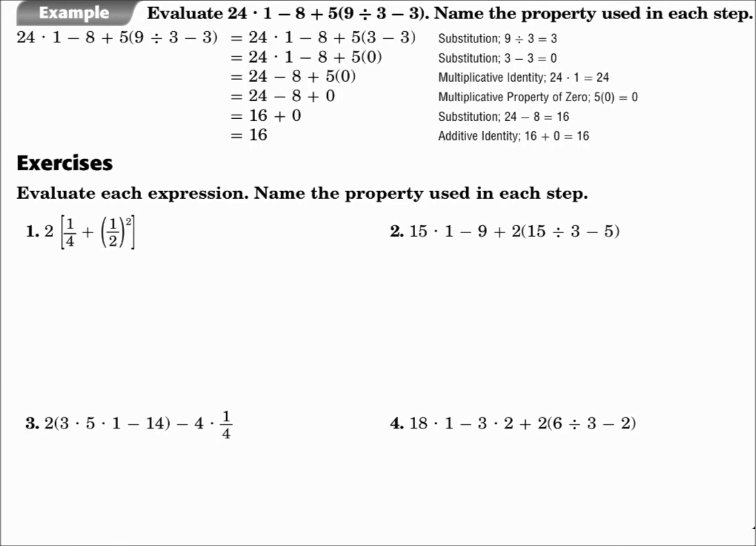Evaluate 24 times 1 minus 8 plus 5 times the quantity 9 divided by 3 minus 3, and name the property used in each step. Do parentheses first, and within the parentheses you have division and subtraction. Do the division first. 9 divided by 3 is 3. And you substitute the 9 divided by 3 with a 3. Whenever you do an operation like that, the reason is going to be substitution.